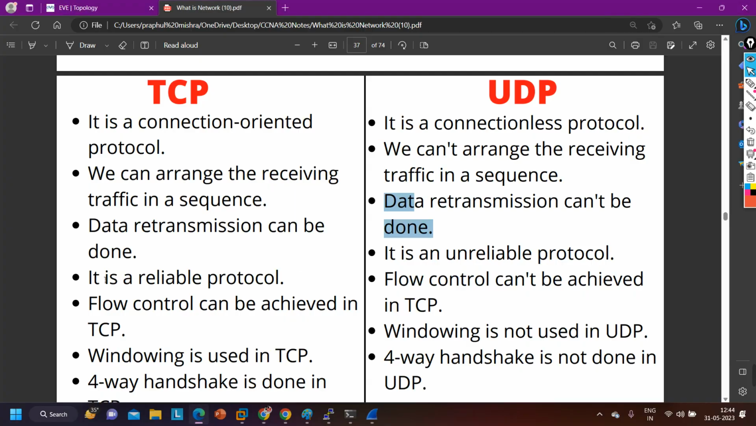Next, UDP is unreliable, definitely, because we have acknowledgement in TCP, but UDP is not reliable. In TCP we can achieve flow control, but in UDP we cannot achieve flow control and the windowing concept. So that is the topic for tomorrow.